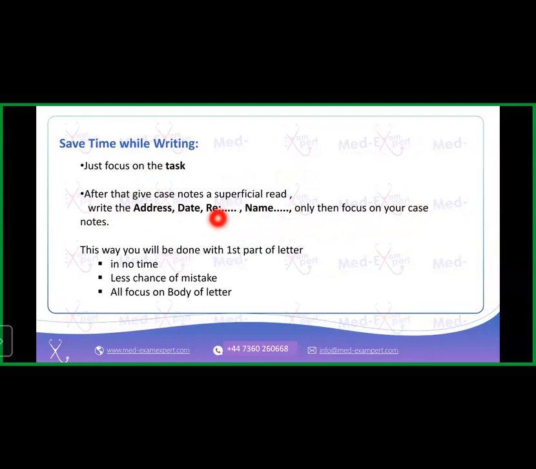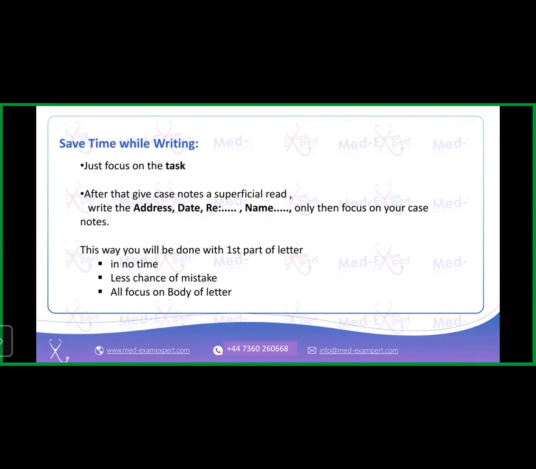Okay, so these are the things. For example, if the doctor is some kind of psychiatrist and he works in a new hospital in, for example, Birmingham, you will write the address, then the date, then the reference, then the name. So what I'm trying to tell you is that you have to complete the first portion of the task first, and only then focus on your case notes. It will save you time, and you will not make any mistakes.